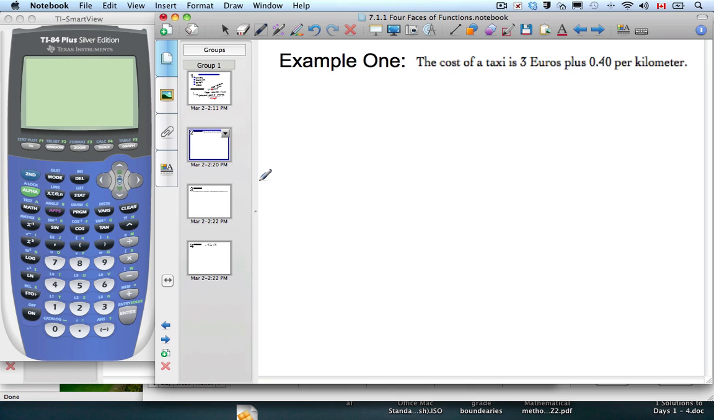The cost of a taxi is €3 plus 0.4 per kilometer. If we're going to conduct the four phases of functions, one that's already done for us is the words. It's already given to us. The next one is the equation. Let's first state our variables. What are the two things that are changing? One of them is the total cost, so we can call that T for total cost of our taxi.